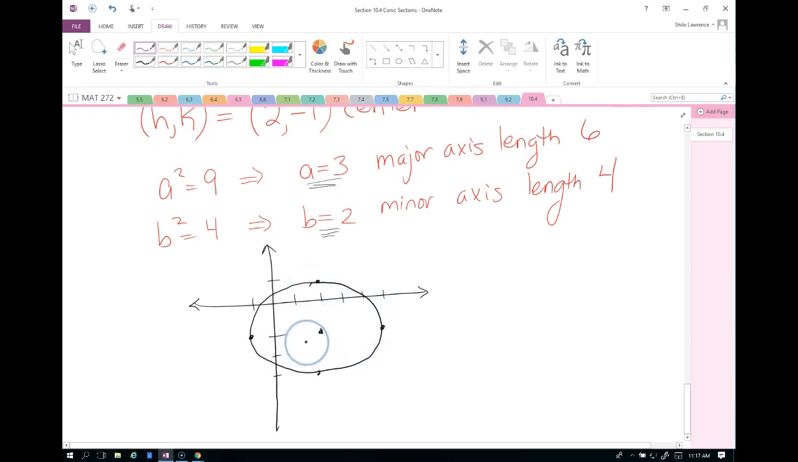So we've got our point 2, -1 here. And we're going left and right 3 units, up and down 2 units. So we can see this thing's a little bit wider than it is tall. And that's what makes it just a little bit different than a circle.